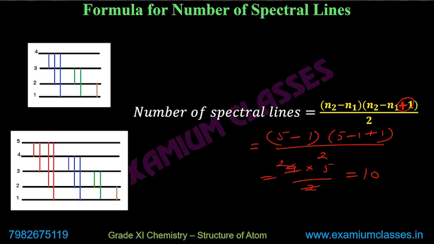Sir, are you identifying N2 and N1 from these two figures given on the left side? No, there can be any. It can be asked from 7 to 1. It depends upon the question. How many spectral lines will be there? So you are calculating the number of these lines, total transitions possible.